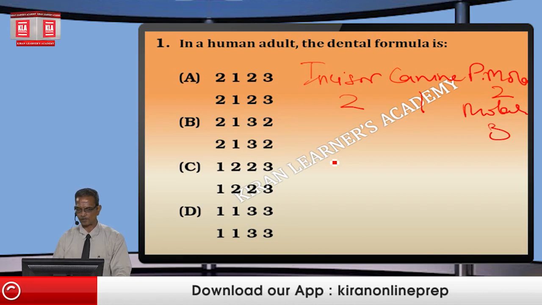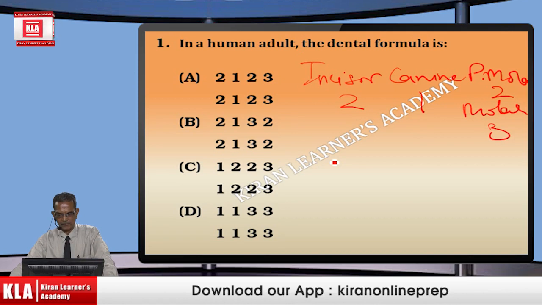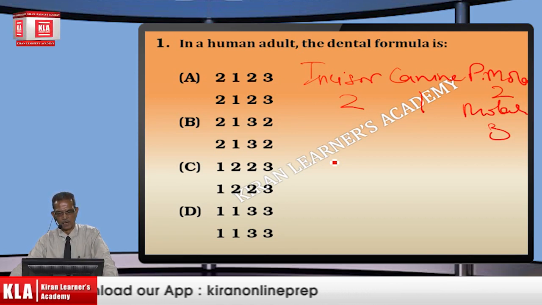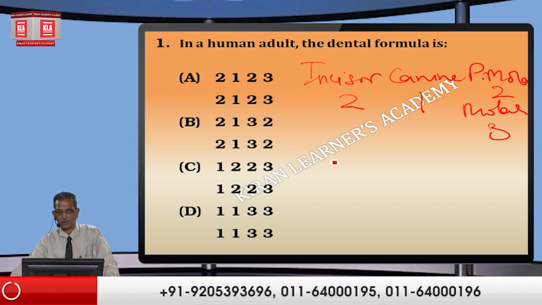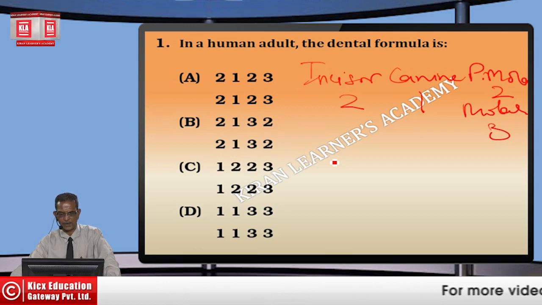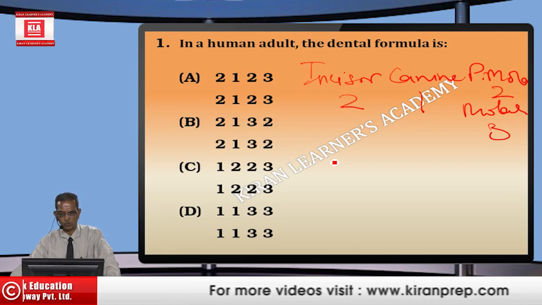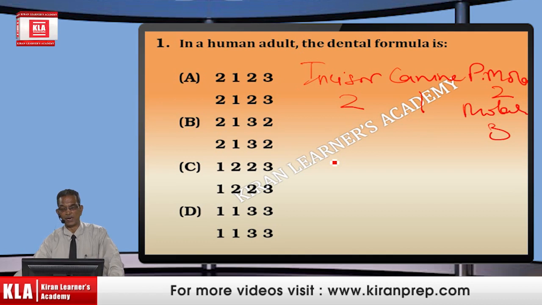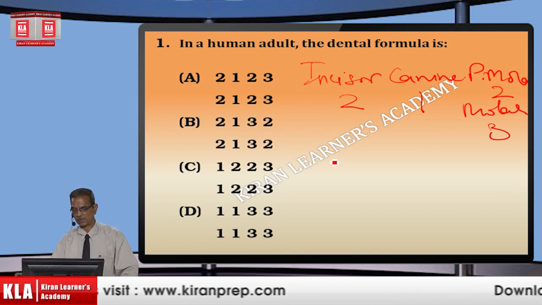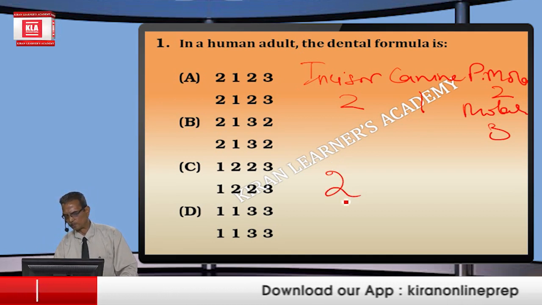Now, here it gives 4 options, in which case the number and the type of the teeth are different. That means the number of the different types of teeth are different. Like in the first case, if we see in A and B, incisors are 2, 2, but in C and D, it is 1, 1. So if we look at this, in human adults, the order is 2.